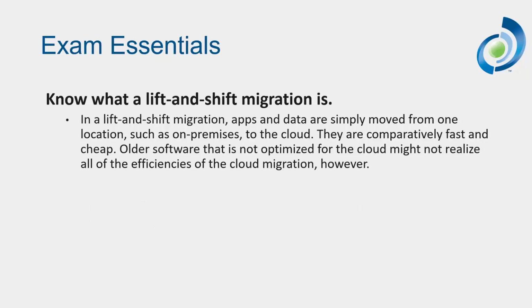Lift and shift: apps and data are simply moved from one location, such as on premise, to the cloud. They are comparatively fast and cheap. Older software that is not optimized for the cloud might not realize all of the efficiencies of the cloud migration, however.